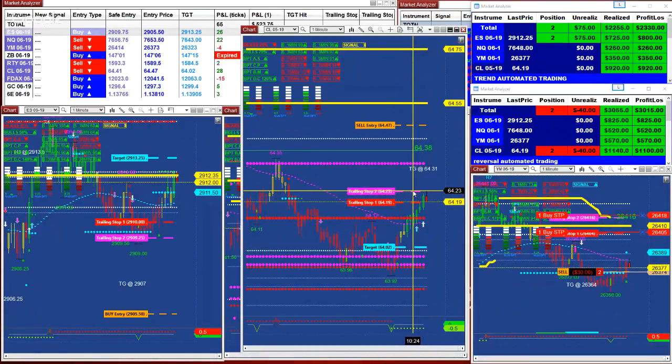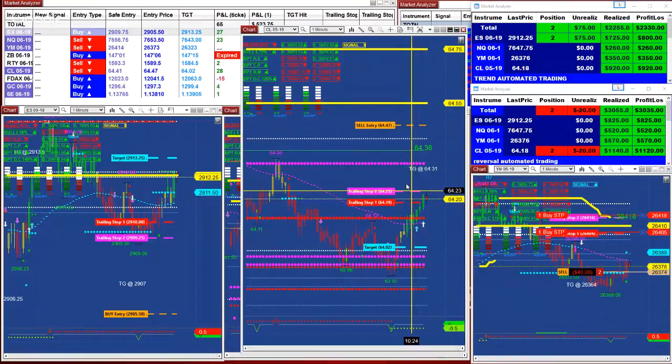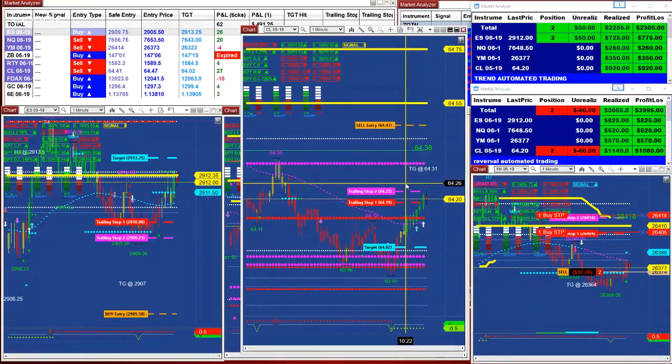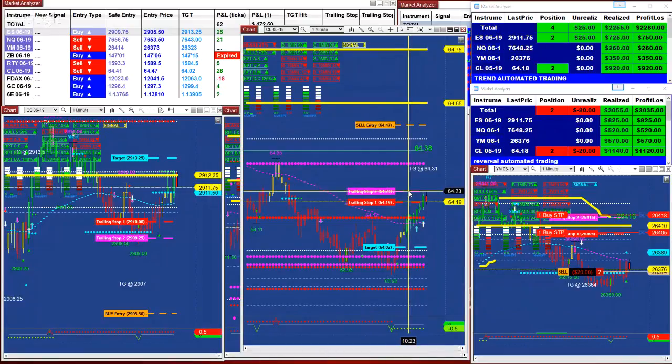Can you see how this market came into trailing stop two? This is the major one, and trailing stop one is the minor one. And as we see right now, it got rejected exactly from that number here at 64.23. However, anything above 64.23, the whole momentum on that trade is going to change.